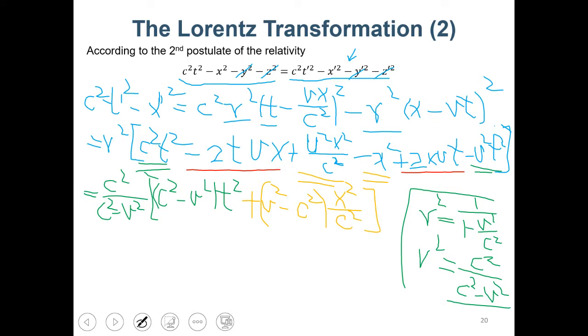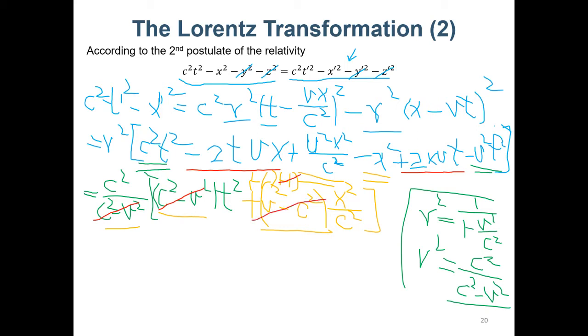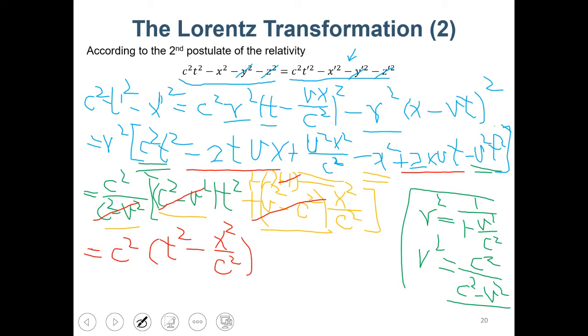So we can actually cancel this one and this one. But here we need to have a minus one here, so that we can cancel this term and this minus one. So finally, we will have c squared t squared minus x squared c squared. And finally, we have c squared t squared minus x squared, and this is this term. So we finally prove that it satisfies this equation.